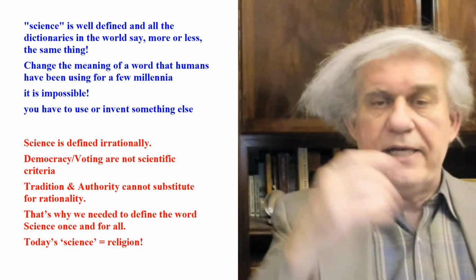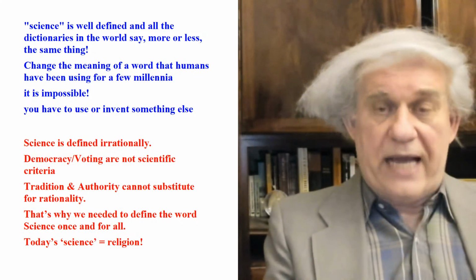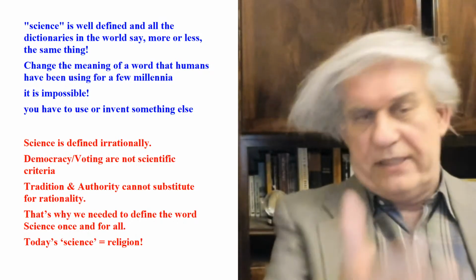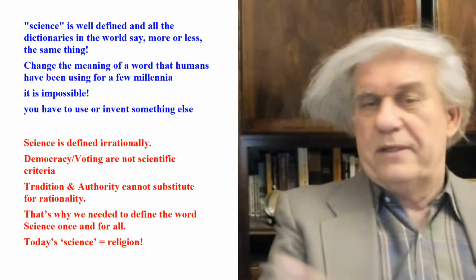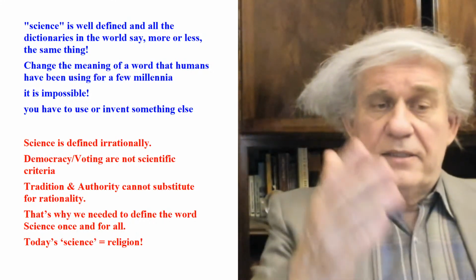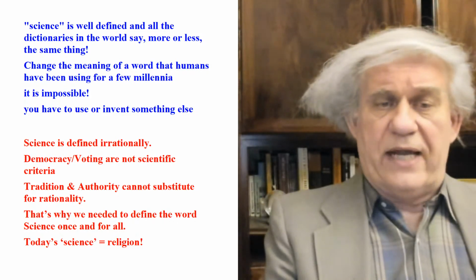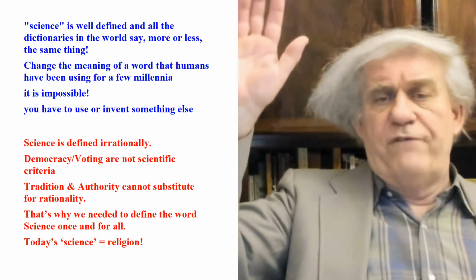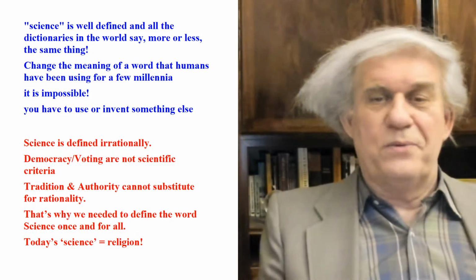Science is defined irrationally. We don't have a rational definition of the word science, and we have no scientists on planet Earth because they're all following this religion, which people call science. Oh, I thought for a moment it was cut off. Democracy voting, you know what this guy's referring to, has nothing to do with science. They're not scientific criteria. You can't say, well, we're going to vote. We're going to vote on what the facts are? Yeah, no, on what the word science means.